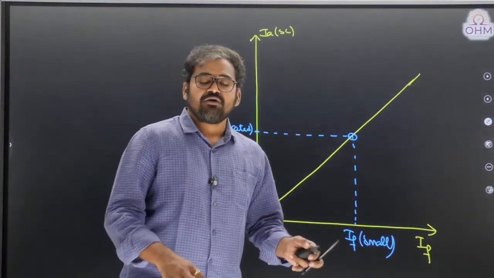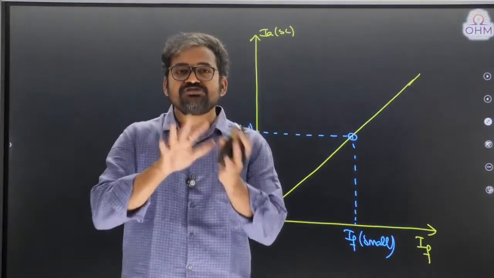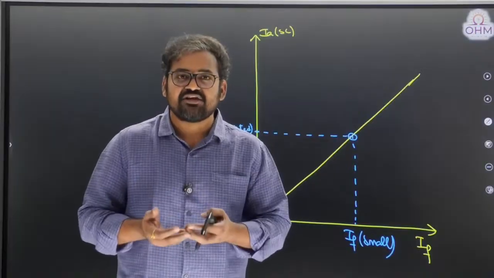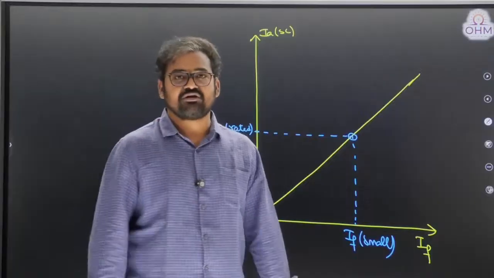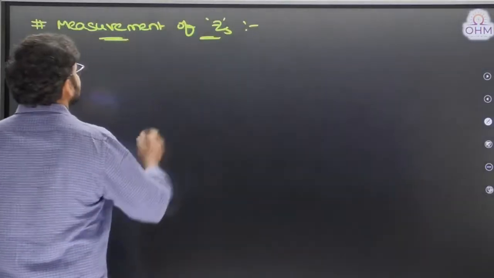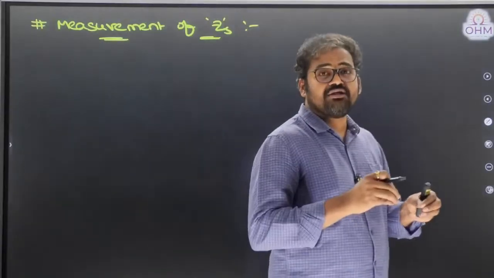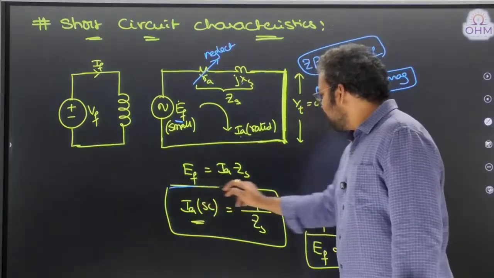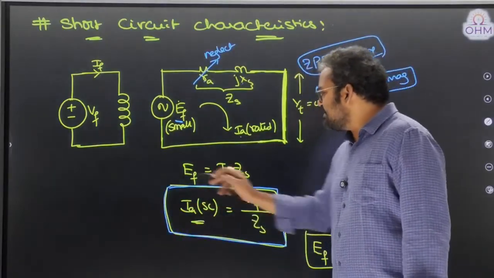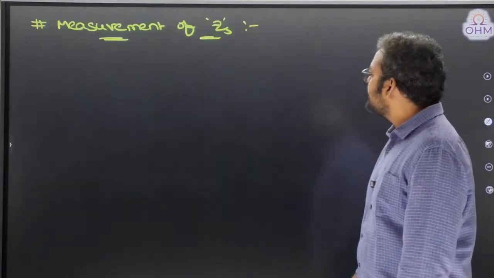Now, we discussed open circuit characteristics and short circuit characteristics. Using these two, we can calculate the synchronous reactance of the alternator. So, measurement of ZS. I wanted to calculate synchronous impedance. You can use this KVL equation. Can I say this is the equation under which condition? Short circuited condition. So, I will rewrite it again.